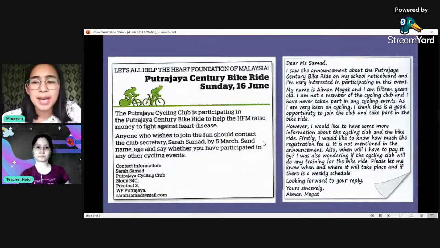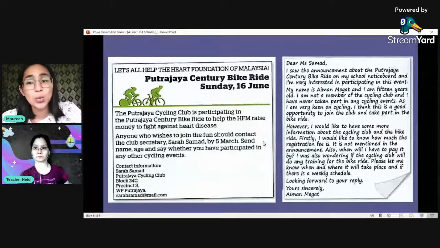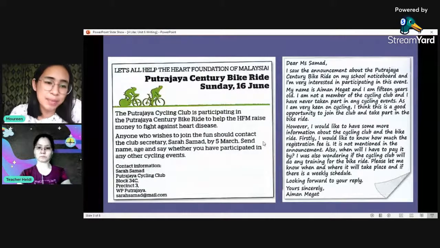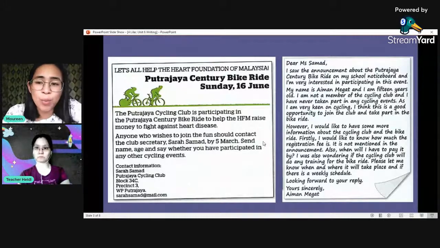"My name is Aiman Megat and I am 15 years old. I am not a member of the cycling club and I have never taken part in any cycling events. I am very keen on cycling." He really likes it. "I think this is a good opportunity to join the club and take part in the bike ride. However, I would like to have some more information about the cycling club." So he wants to know more about the cycling club and the bike ride.